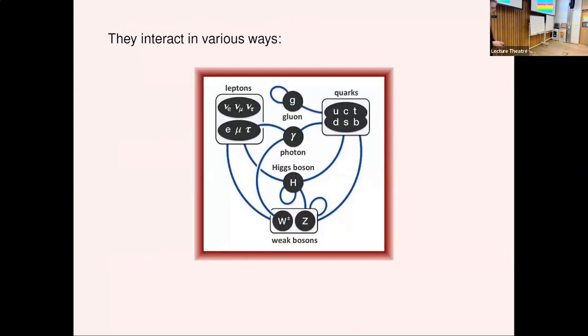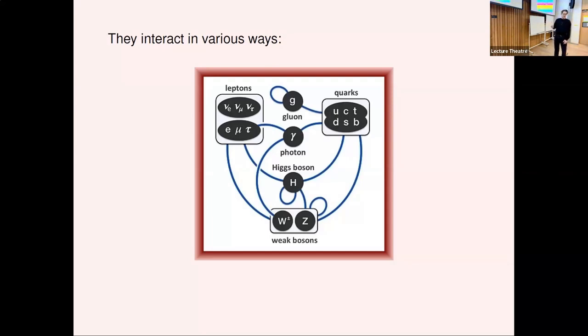And so you could draw a little chart of all these particles and which ones interact with each other. The blue curves here are just ways of indicating that one particle does interact, does do something, and it bounces into another particle. So for example, the Higgs boson interacts with lots of different particles because lots of particles have mass.